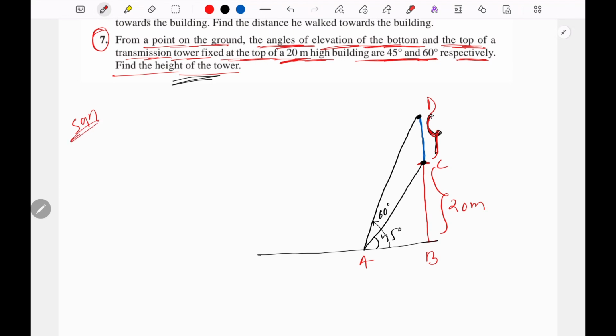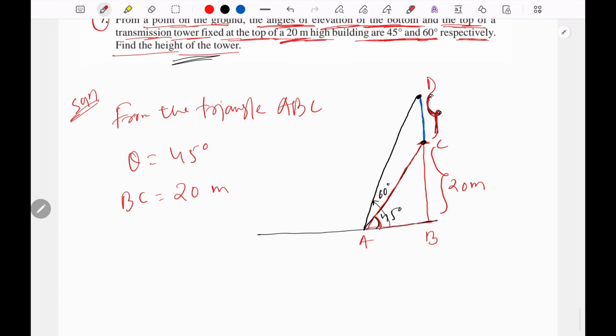For that, just write from the figure, solution from the figure, write from the triangle. From the triangle, consider first triangle ABC. Theta is 45 degree. See, in this triangle theta is 45 degree, and what else is given? BC. The length of BC is 20 meter. We will calculate AB.